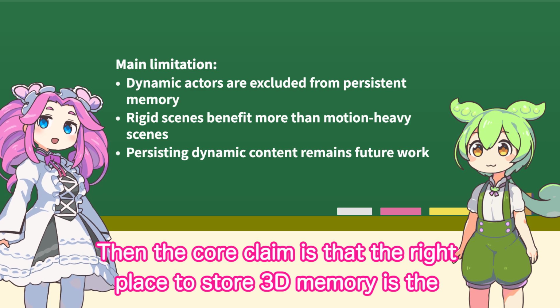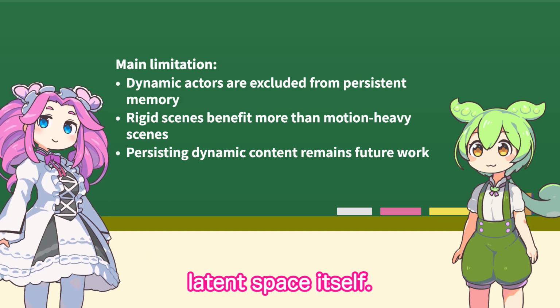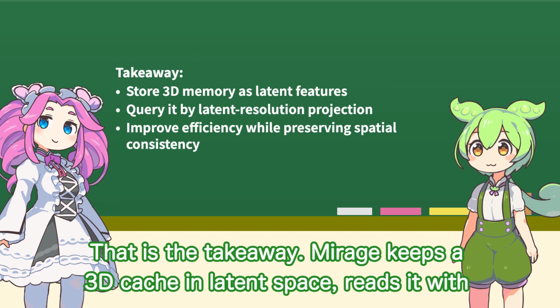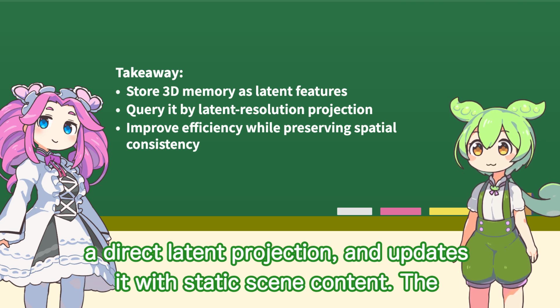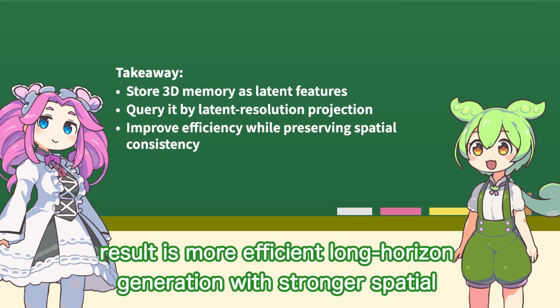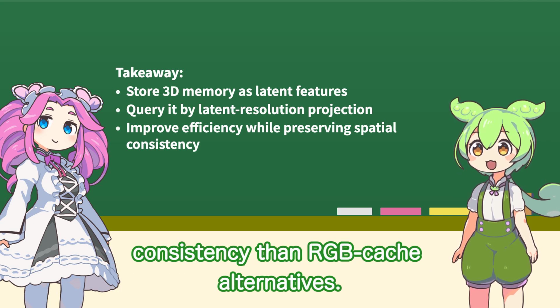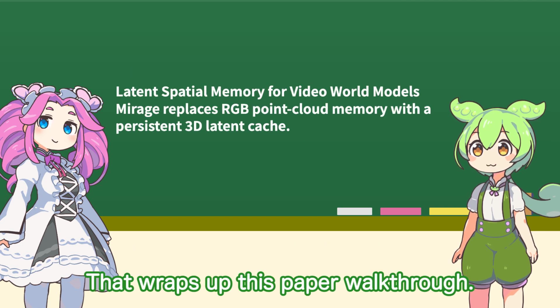Then the core claim is that the right place to store 3D memory is the latent space itself. That is the takeaway. Mirage keeps the 3D cache in latent space, reads it with a direct latent projection, and updates it with static scene content. The result is more efficient long horizon generation with stronger spatial consistency than RGB cache alternatives. That wraps up this paper walkthrough.